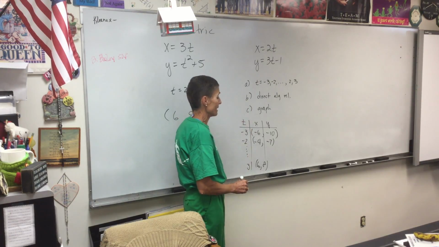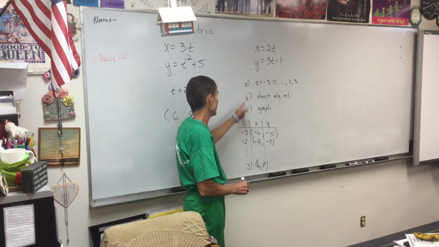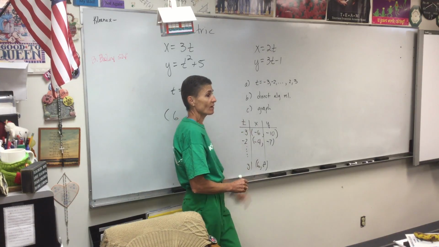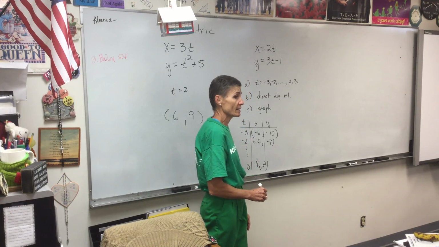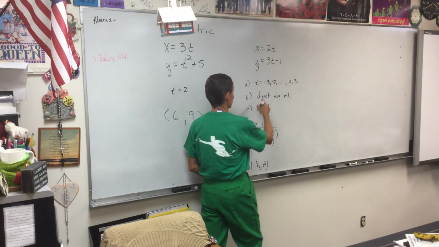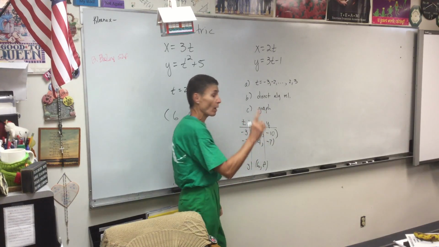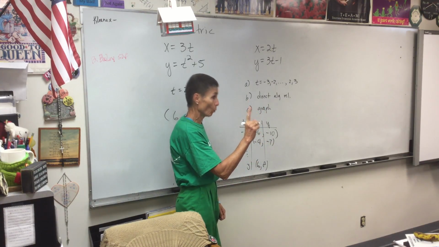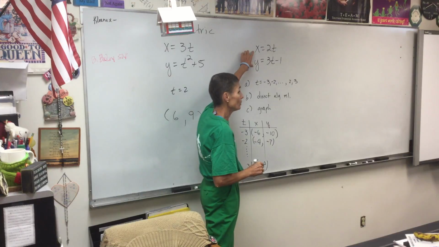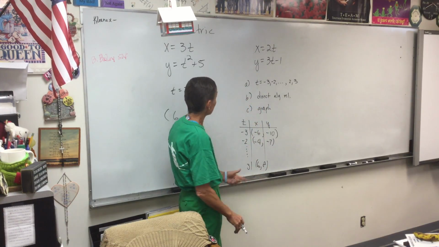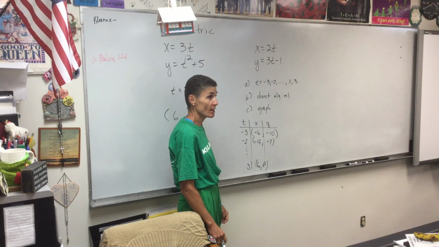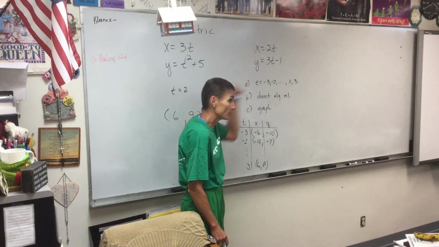Then part B says, this is a little bit more complicated, but still not hard. Part B says find a direct algebraic relationship between x and y. And what that means is get rid of the t's. Write one equation instead of 2, one that has just x's and y's. Now, does anybody have a thought on how we might accomplish that? Solve for t and plug it back in.